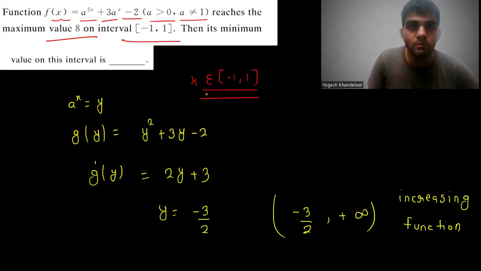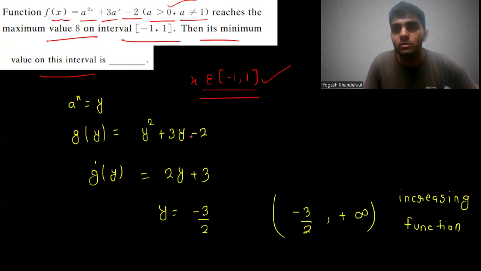In this interval this function reaches a maximum value of 8. Then we have to find the minimum value on this interval. So what is the minimum value of this function if x belongs to this interval and this restriction on a is there? So you try to solve it first, then we solve.